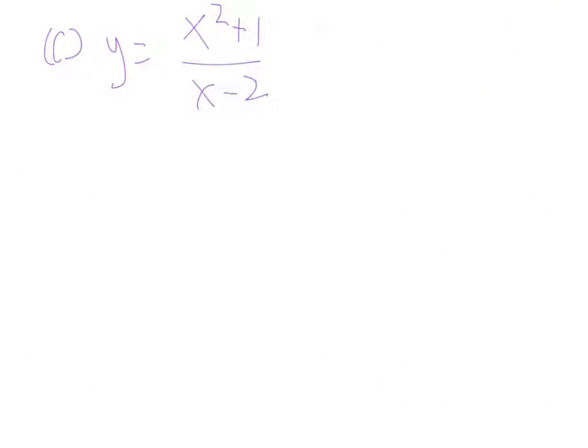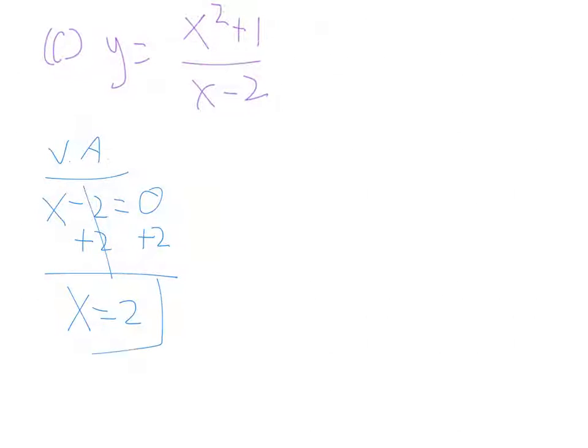Now for part C, it says y equals x squared plus 1 over x minus 2. To find the vertical asymptotes, you set the denominator equal to 0, then solve for x. That tells you for this example there's a vertical asymptote at x equals 2. Now if you notice for the other types of asymptotes, the degree for the numerator is 2, the degree for the denominator is 1. Since the degree of the numerator is 1 more than the degree of the denominator, we have a slanted asymptote.